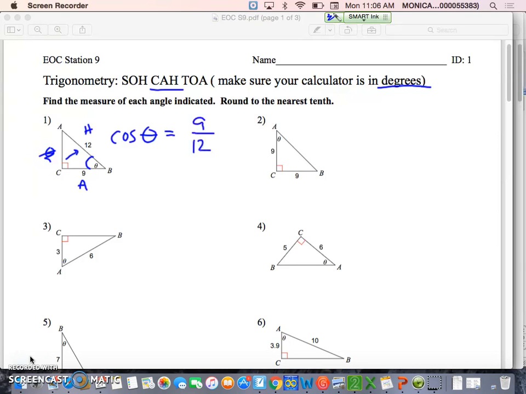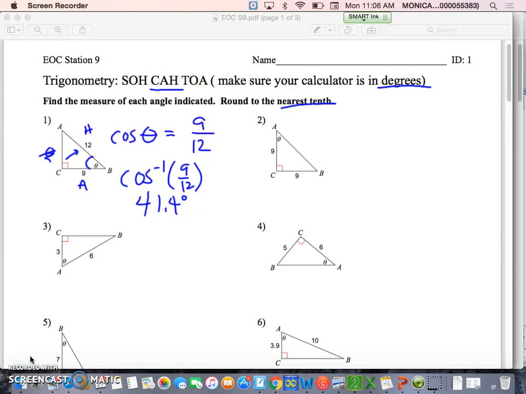9/12. And as you know, when you don't know the angle, you're going to have to do cosine -1 of 9/12. So get your calculator out, make sure it's in degrees. And you're going to hit second cosine, 9 divided by 12. And you should get about 41.4. It says round to the nearest tenth, so I'm going to leave it at 41.4 degrees. That's the first problem, and you should be able to do the next several problems the same way.